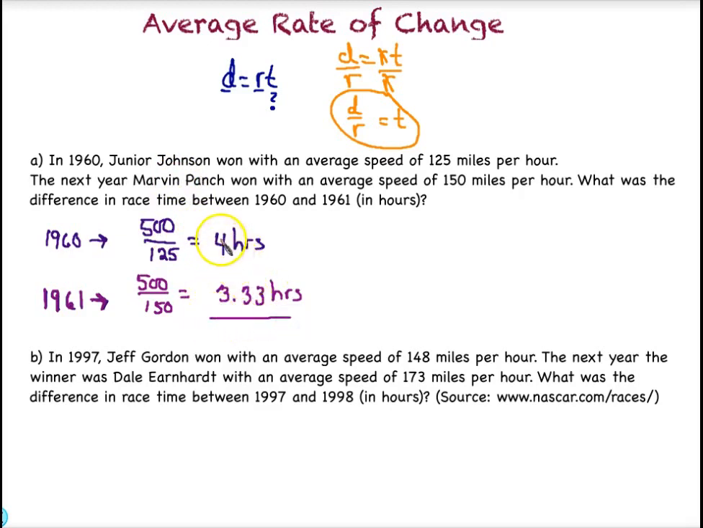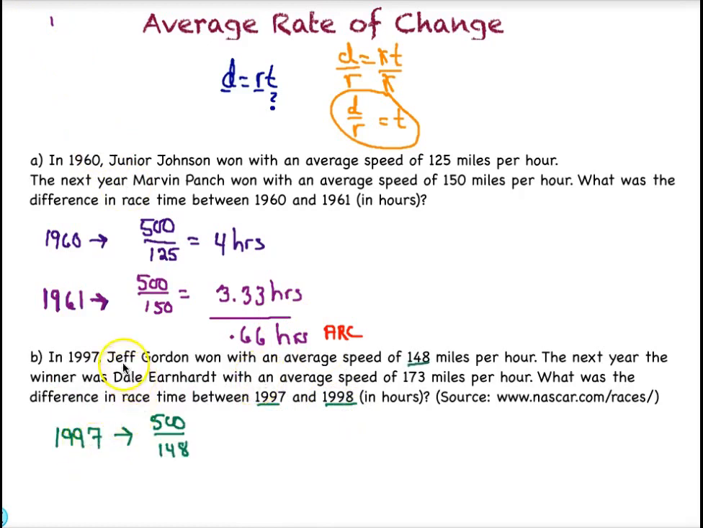If I subtract 4 minus 3.33, I can see that my average rate of change between these 2 years was 0.66 hours. So let's consider this. Between 1960 and 1961, the average rate of change was 0.66 hours. Well, let's see if that happens between 1997 and 1998.